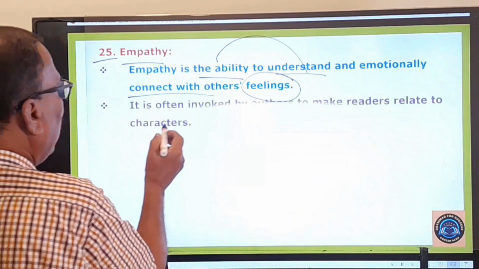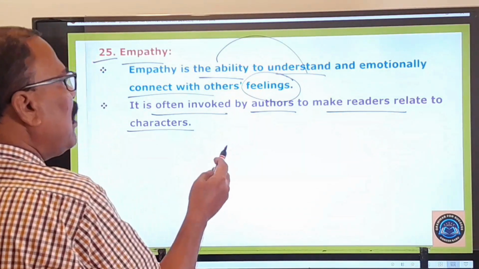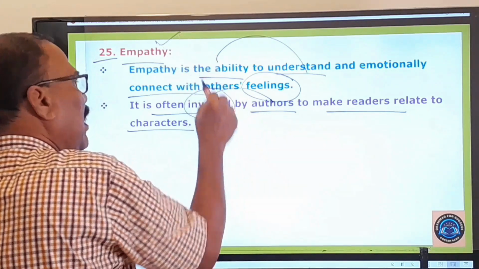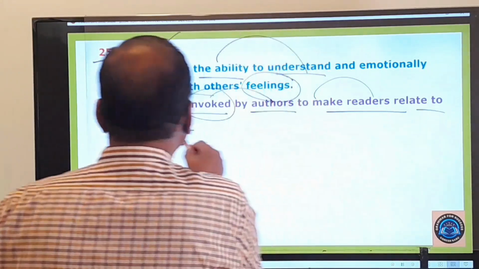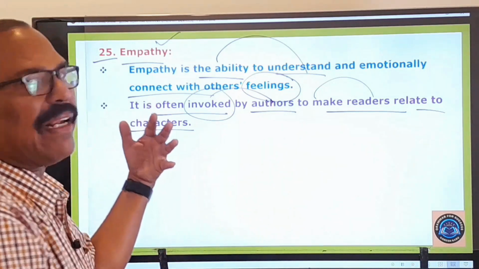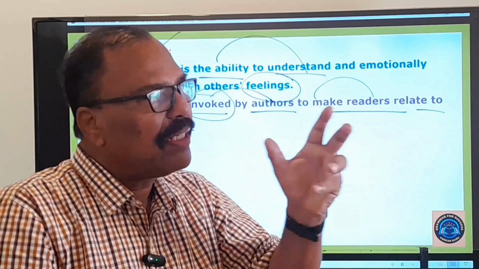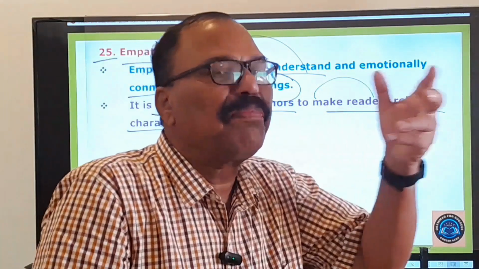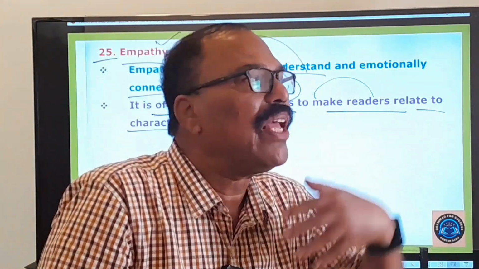And here it is often invoked by authors to make readers relate to characters. So here most of the writers invoke this empathy. Invoked means made use of this empathy in order to make readers relate to characters. That means in order to make the readers connect with the characters. Relating to characters means connecting with the characters. While reading the story, you will be connecting with the characters of that story, because you understand their feelings and you immediately get connected with that character and you feel you are there in that character.